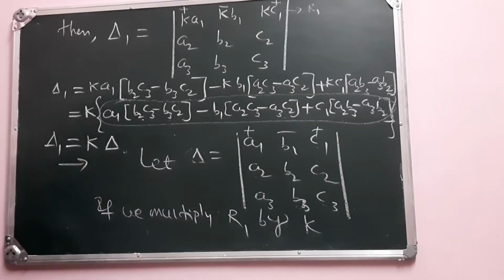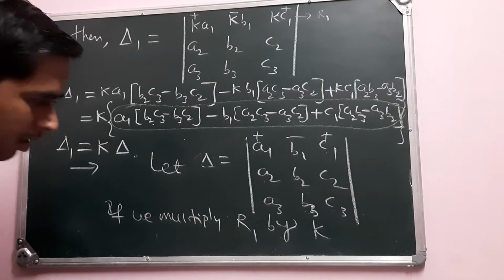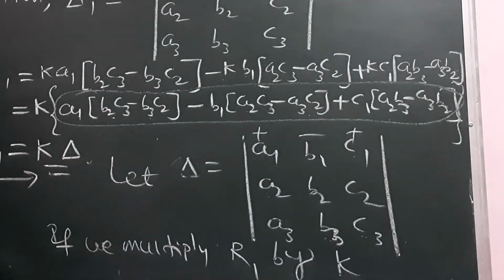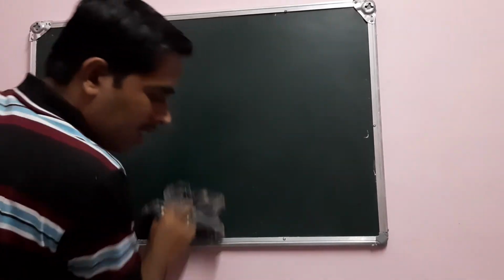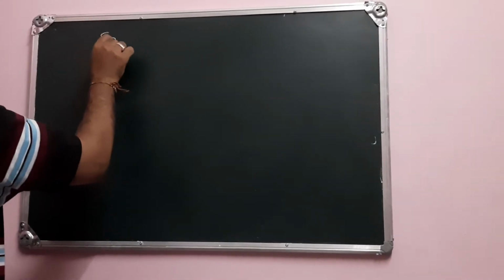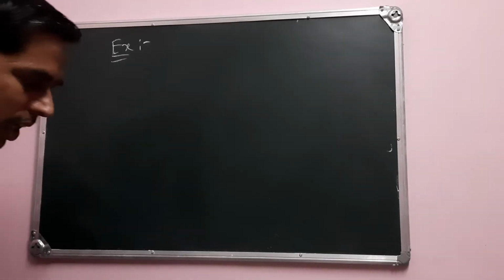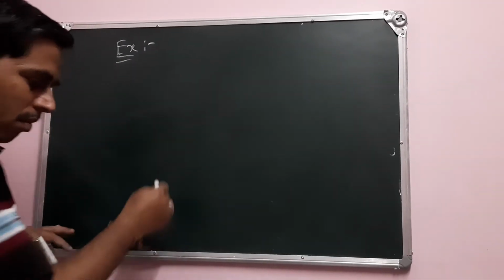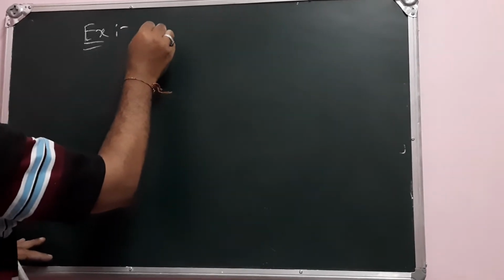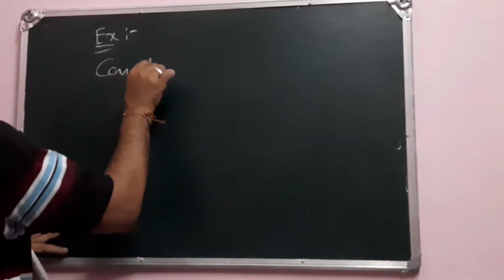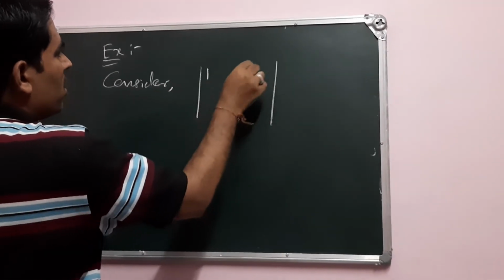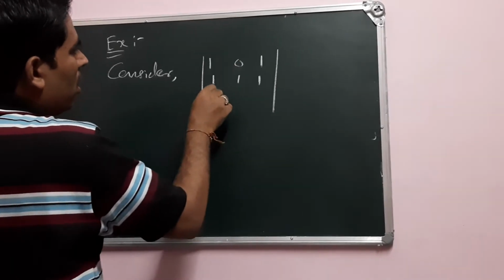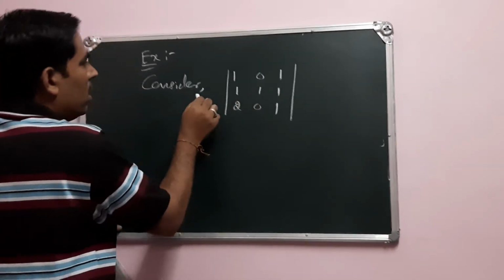So for this also we can take an example. Delta 1 is equal to k delta. Let me show it by taking one example here. Let us consider the determinant with rows 1 0 1, 1 1 1, 2 0 1. Let me write this determinant here.